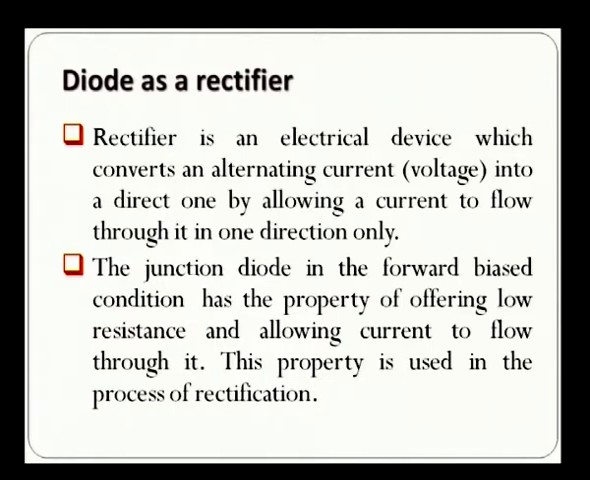What is the application of this one-way conduction of current by a diode? We have certain electronic circuits which make use of this one-way conduction property of a diode. The basic application is found in a circuit called the rectifier circuit. Let us have a look at the rectifier circuit diagram. What is a rectifier? A rectifier is an electrical device which converts an alternating current or voltage into a direct one by allowing current to flow through it in one direction only. The junction diode in the forward biased condition has the property of offering low resistance and allowing current to flow through it. This property is used in the process of rectification. So, rectification is converting alternating current into direct current.